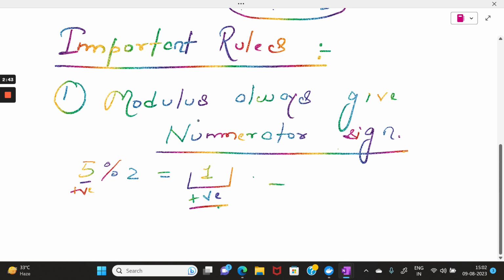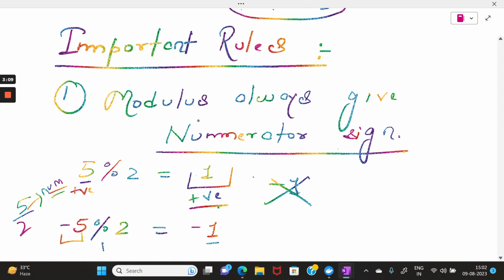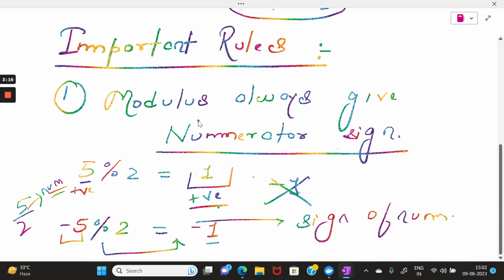So modulus always gives the numerator sign. It won't be minus 1, it will be plus 1 only. This plus is hidden somehow. Remember, if it is minus 5 modulus 2, then it will be minus 1. Why is it minus 1? Because this 5 is a negative number. This is our numerator, 5 upon 2. So this modulus operator always gives the sign of the numerator. Is it clear? This is the very first rule.